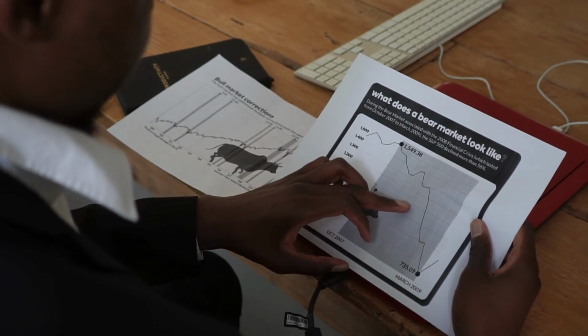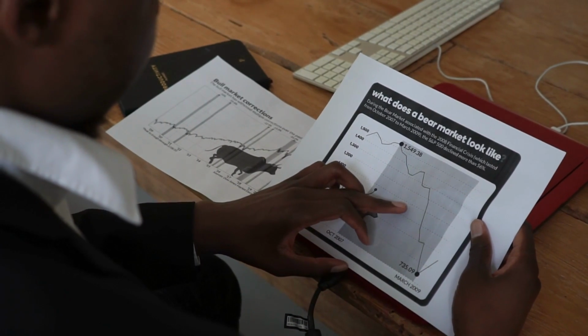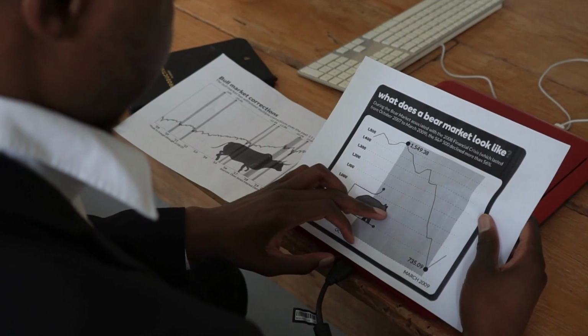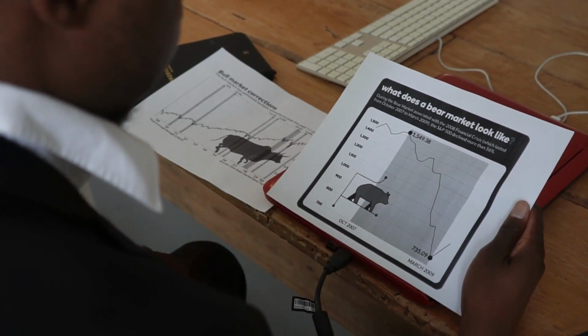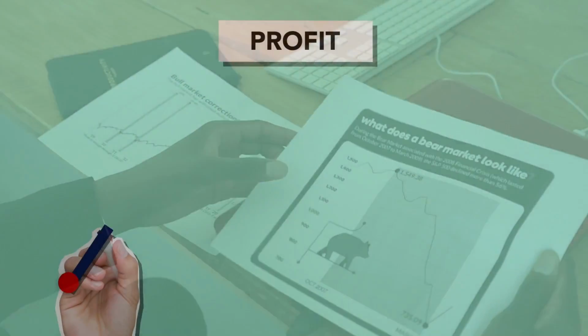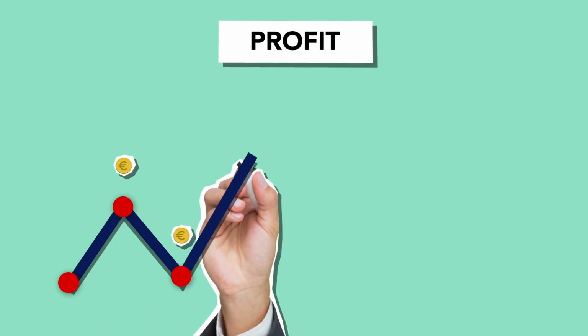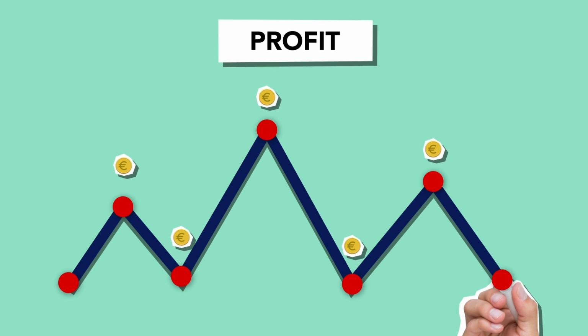Technical analysis. Technical analysis focuses on historical price data, chart patterns, and various technical indicators to predict future price movements. Traders using technical analysis rely on charts and graphs to identify trends, support and resistance levels, and entry and exit points.